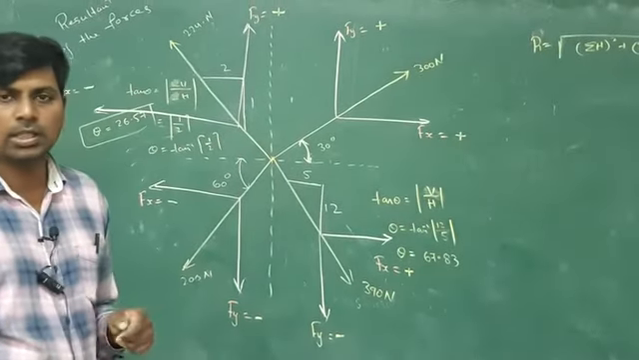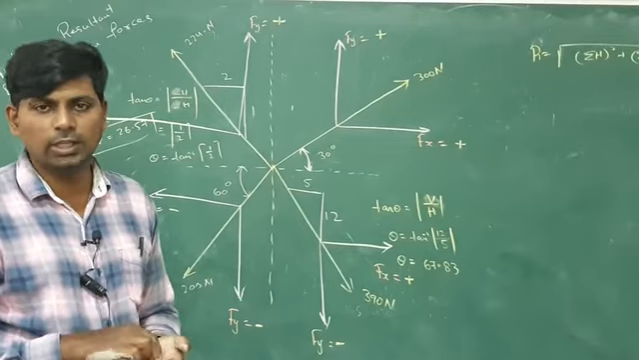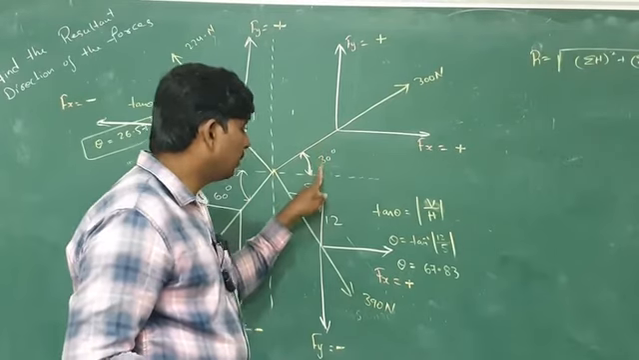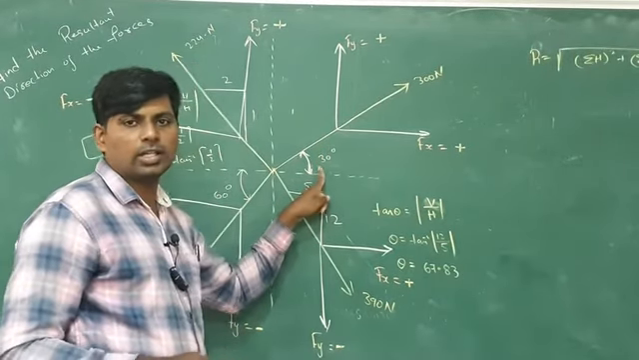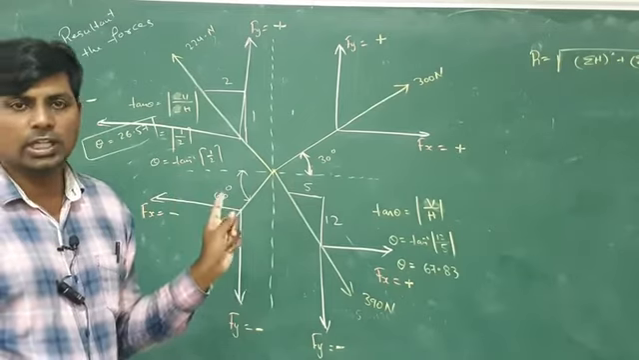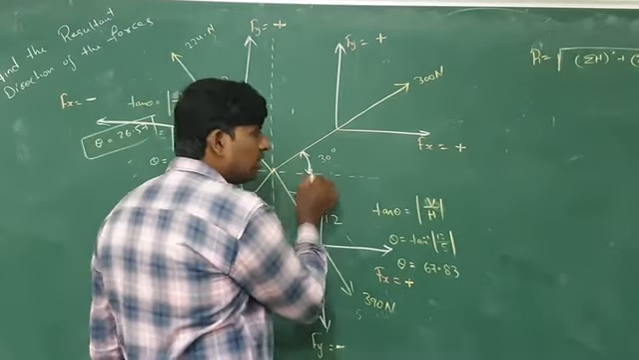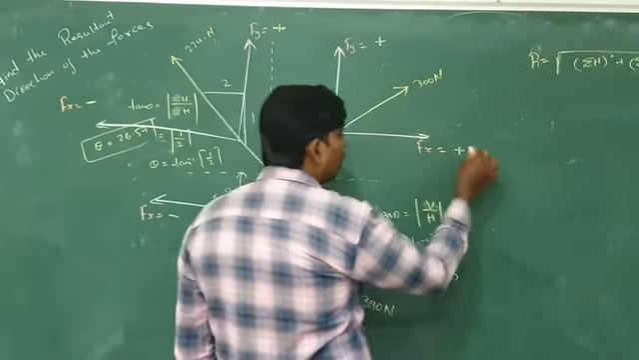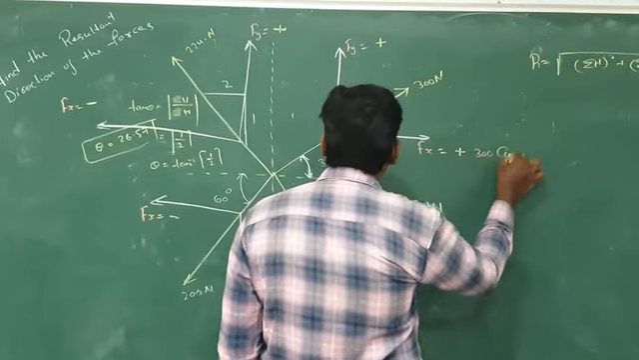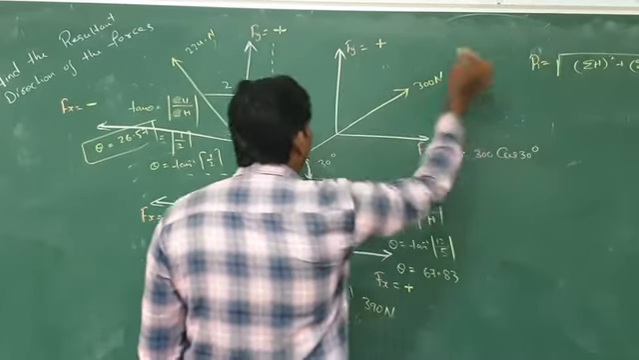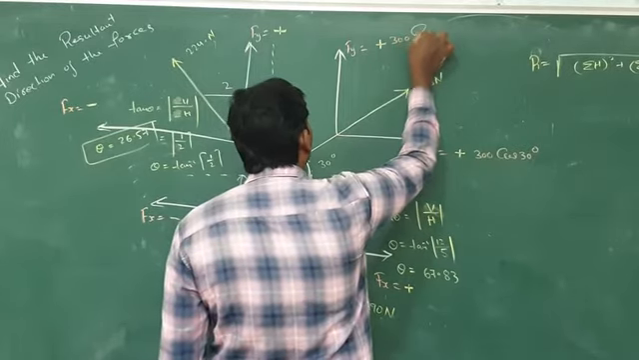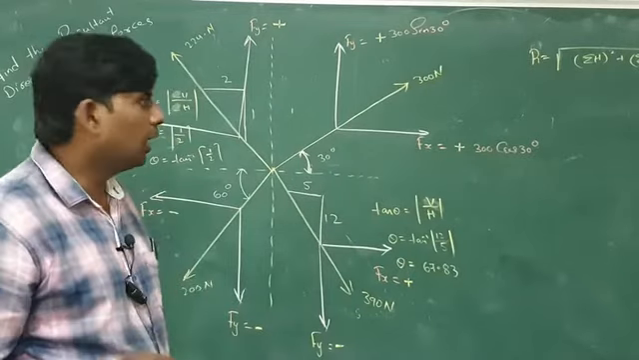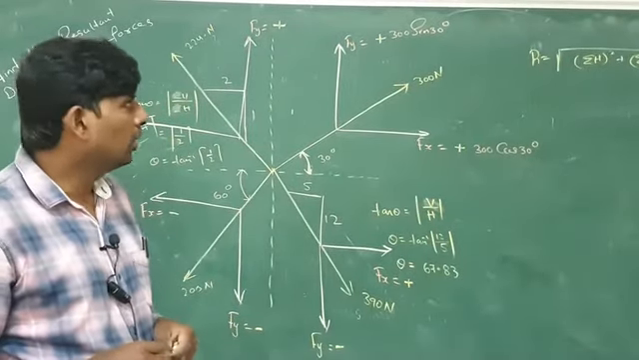After this sign assumption, next you have to identify in which quadrant the force is lying. This first force is lying in the first quadrant at an angle of 30 degrees with the horizontal. So the horizontal angle is there, and the horizontal component you have to write with cos. So 300 cos 30, and the vertical can be written as 300 sin 30.